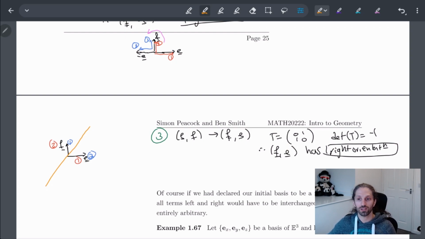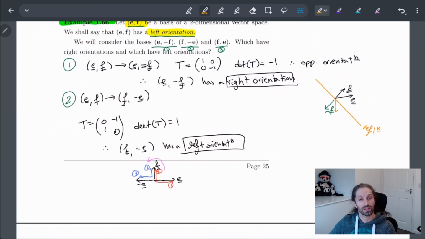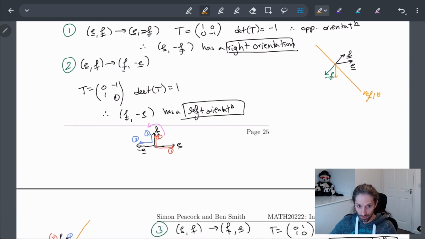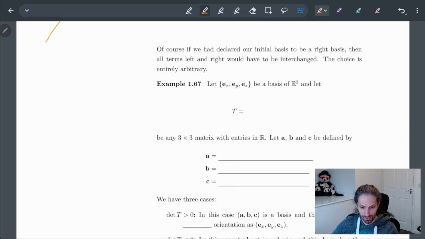And one thing to note, because we'll use this later on: notice how in number 1 and number 3, the ones with right orientation, we had some reflection. And in the left orientation, we had a rotation. This will become prominent later on. We're going to go through one other example, but we will save that for the next video. So this was a simple example. We'll do a more complicated one in the next video. So I will see you then. Peace.